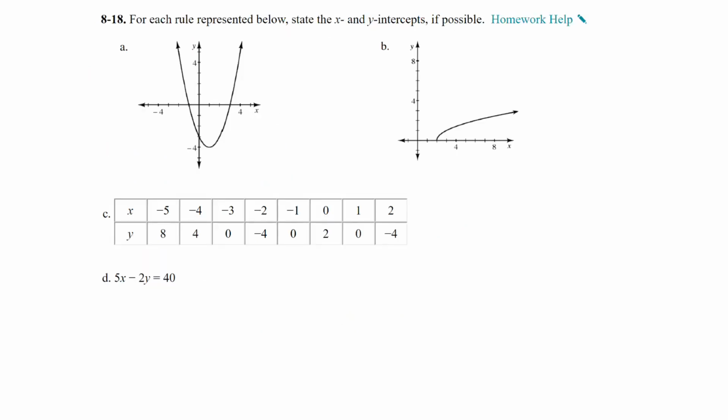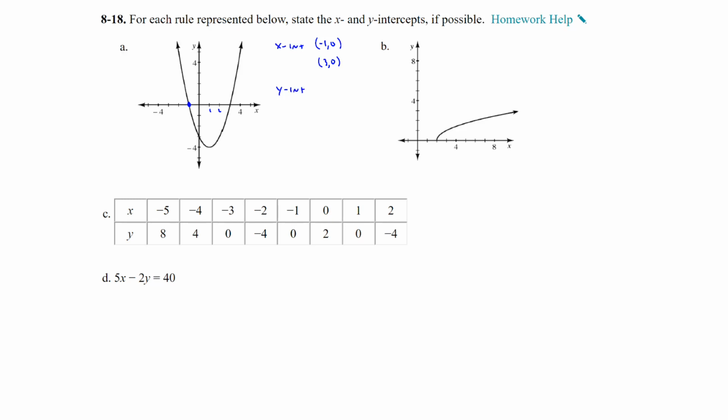Question 18. For each rule represented below, state the x and y intercepts if possible. So on part A, we need to label which one's the x and the y intercept. So x-intercept, we actually have 2 of them. This one right here, looks like we're going up by 1s on these. So that would be at negative 1, 0. And then the other one looks to be at 3, 0.